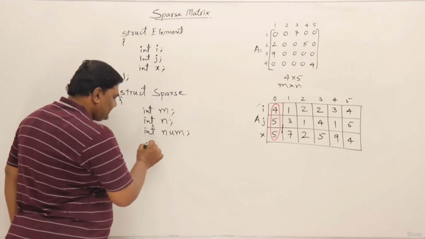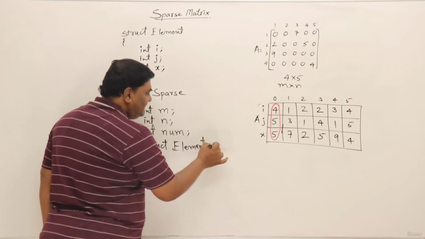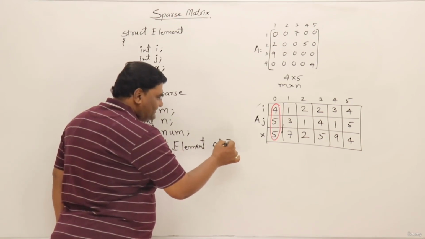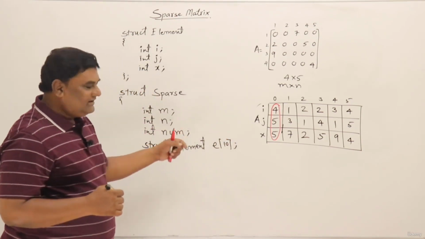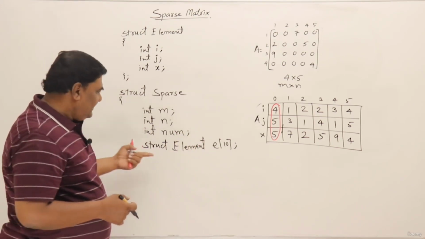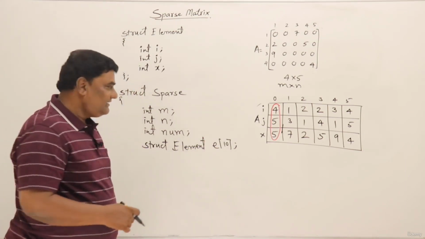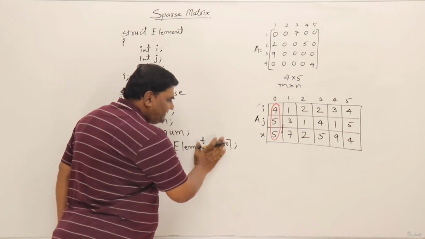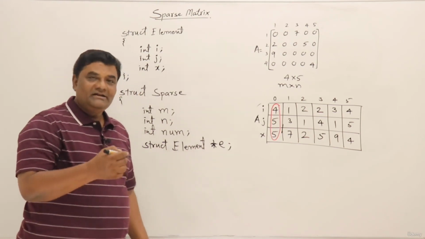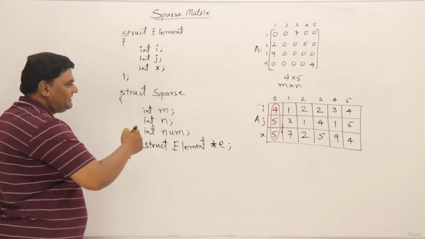So struct element E. I need an array. So shall I declare it as an array of some size? If I declare an array of some size, then it will be limited. It will be for only those many elements. Then instead of taking a static size array, let us take it as a dynamic size array. So for that, I'll just keep it as a pointer. So E is the set of elements, that is a pointer. Then dynamically we will create this array. So that's all. This is the structure for sparse matrix.